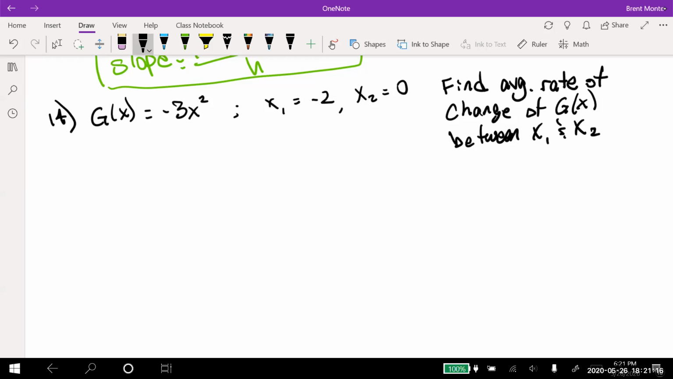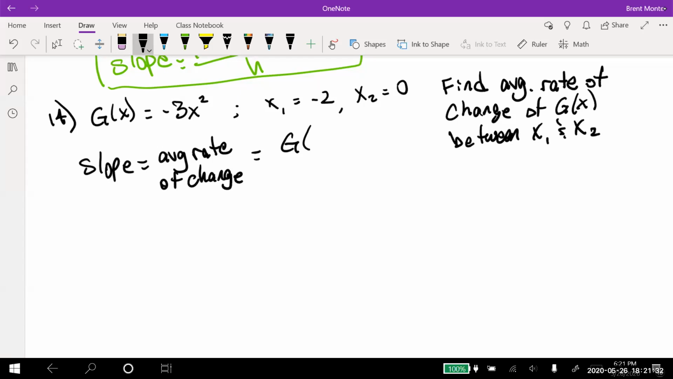Well, the average rate, again, that's just the slope. The slope is the average rate of change. So what's it going to be? It's going to be the change in the y values, so g of x2 minus g of x1. That's the change in the function over the change in x, x2 minus x1. The change in the y's is the top, over the change in the x's, the bottom.